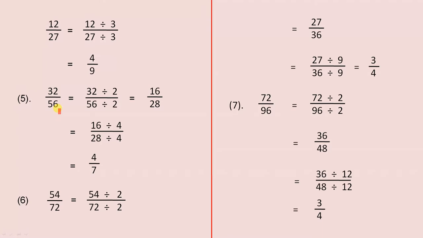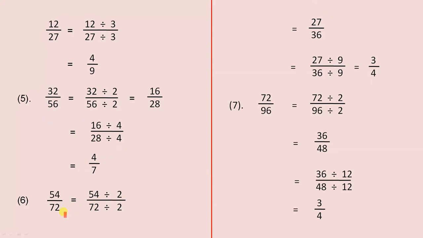32 over 56, that's an even number. Each of those numbers can be divided by 2. 32 divided by 2 is 16. 56 divided by 2 is 28. Now 16 and 28, I think we can see that each of those, we can divide 4 into those evenly. 16 divided by 4 is 4. 28 divided by 4 is 7. So the answer is 4 over 7 in simplest form.